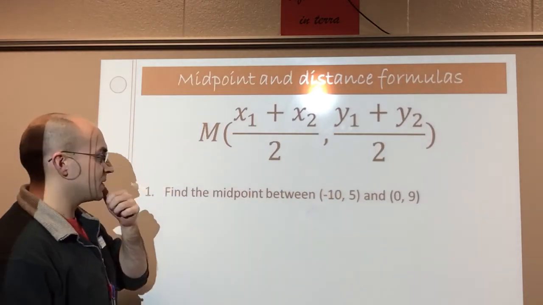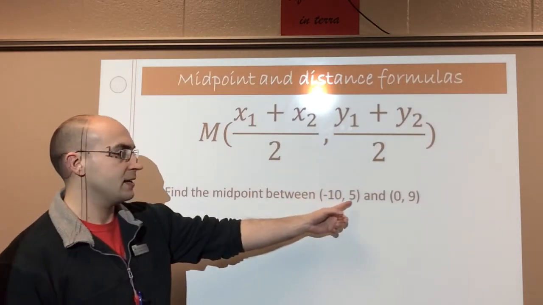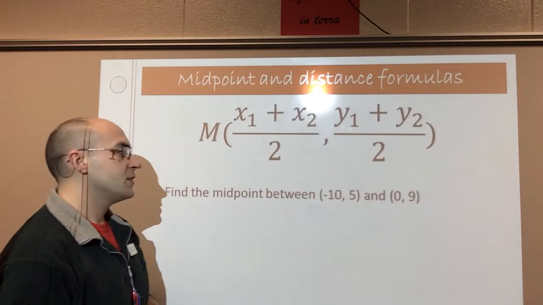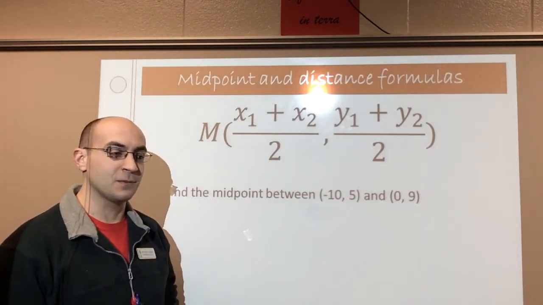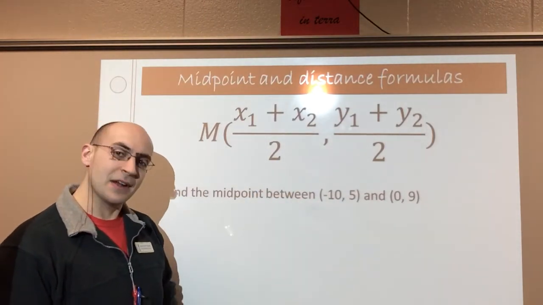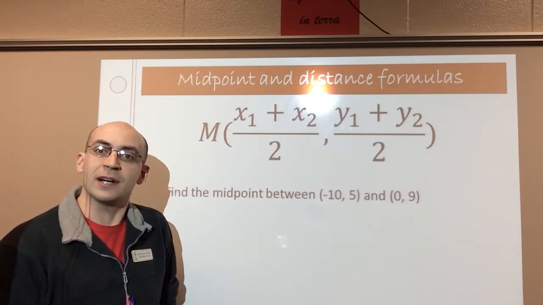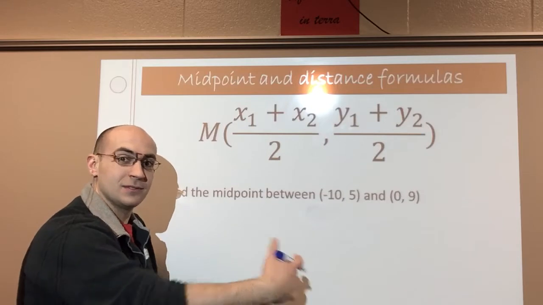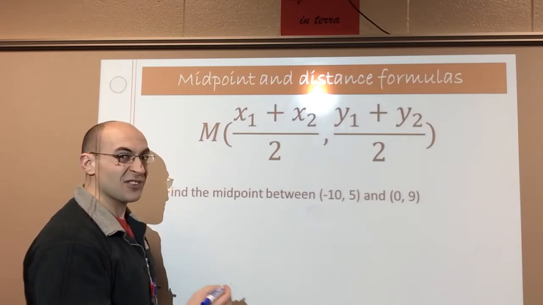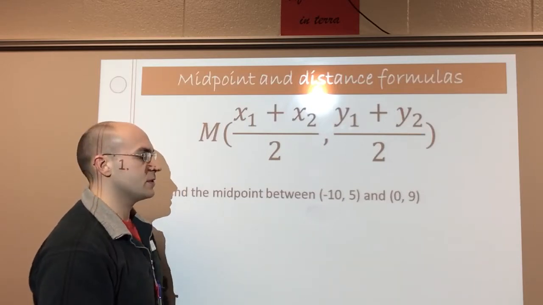We'll try an example up here. So I want to find the midpoint between -10, 5 and 0, 9. There's actually two ways you can do this. One way is use the formula. But another way is I can draw that line on a coordinate grid or a piece of paper or whatever and just count to the middle of that line with a midpoint. So let's try that method first and then we'll go ahead and use the formula.